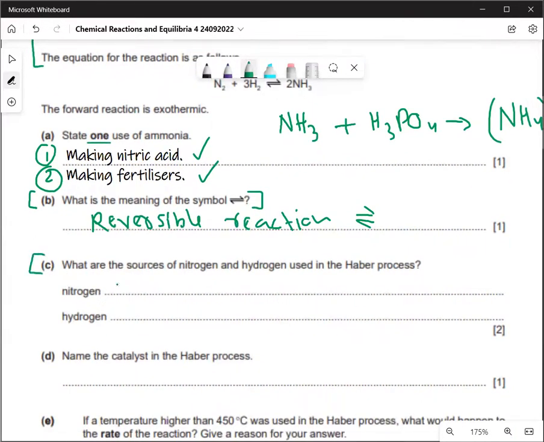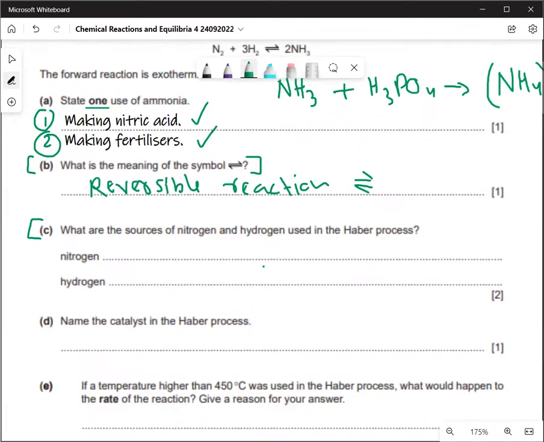Zahra, read the third question, part C. What are the sources of nitrogen and hydrogen used in the Haber process? I need the answer from both of you in the chat. Just send it privately. There should be an option to just send it to me.